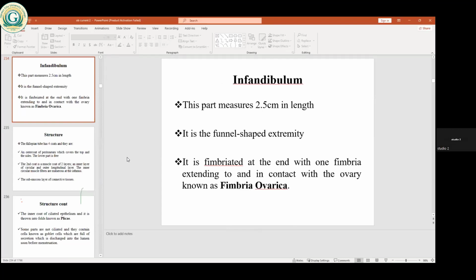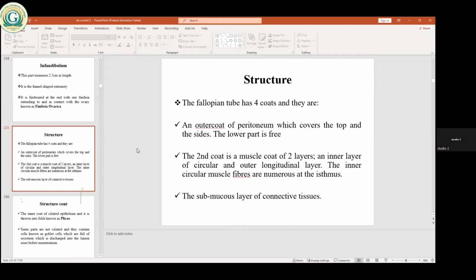Then the structure, four coats. The outer coat is peritoneal, which covers the top. Then the two coats in the muscle: the second coat has a muscle layer just like the others, longitudinal and circular. And then we have a sublayer, or submucous layer, of connective tissue, you know.